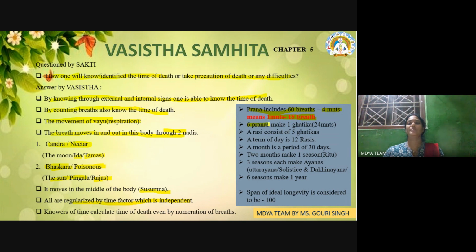Then 6 pranas make one ghatika. As we discussed earlier, a ghatika means 24 minutes. So one ghatika has 6 pranas.